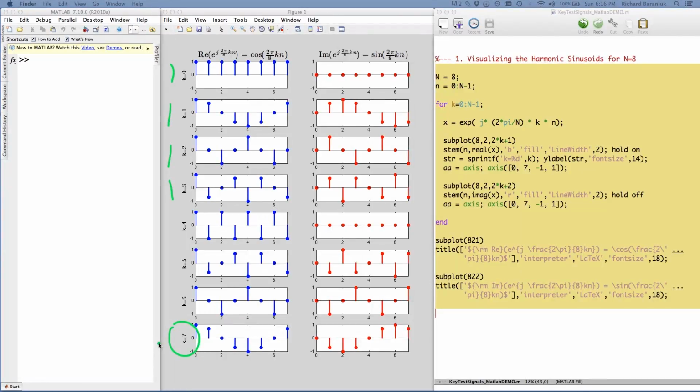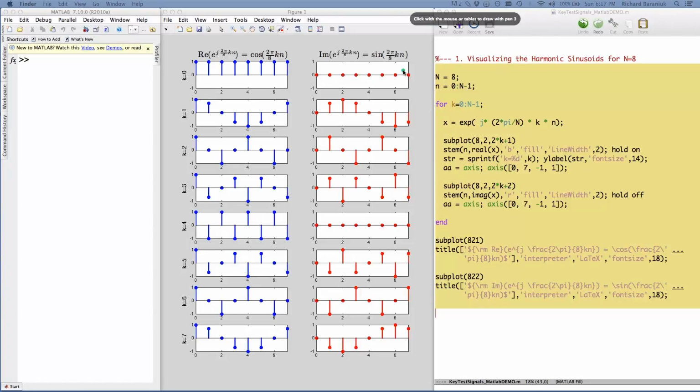Now let's interpret what is going on with these different sine waves for different values of k. First of all, k equals 0 in our sine wave formula basically means we're taking cosine of 0 for all n. And so our sine wave equals positive 1 all the time with a 0 imaginary part. That's pretty simple. That's what happens when k equals 0.